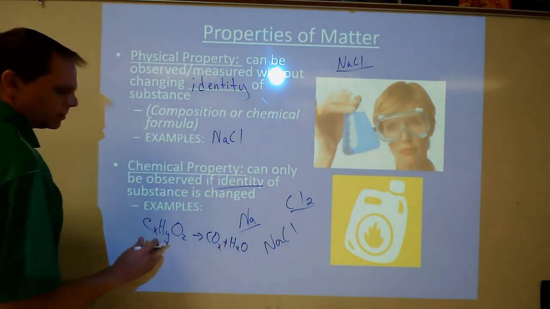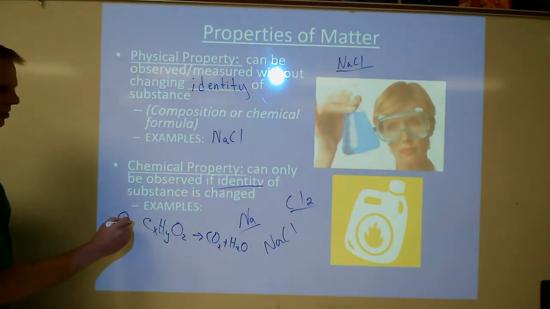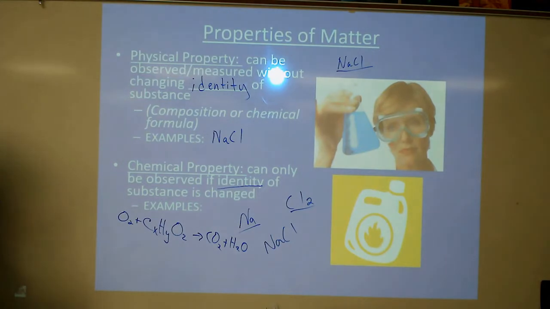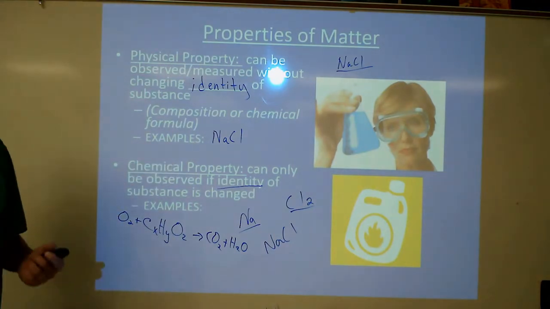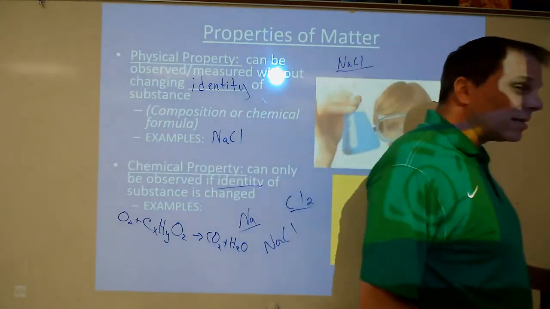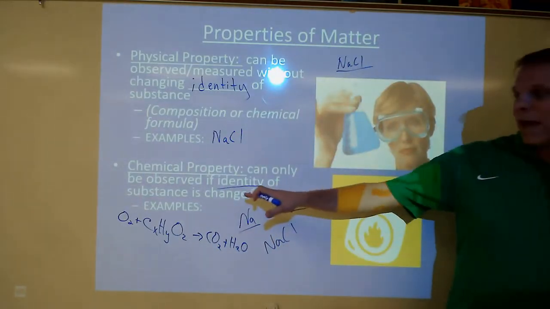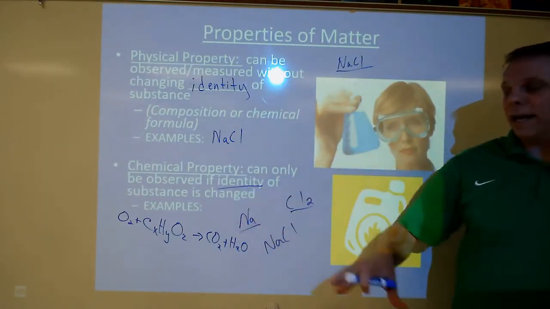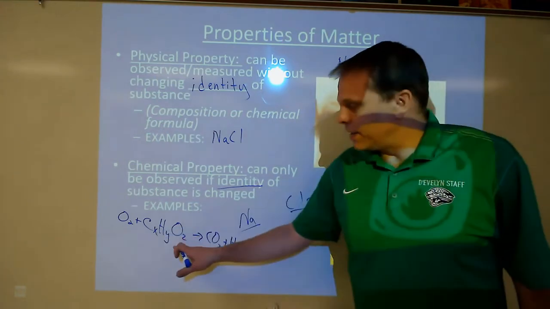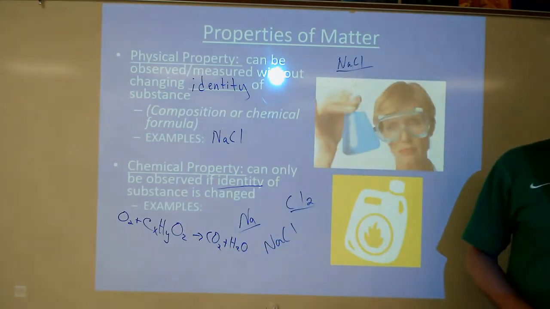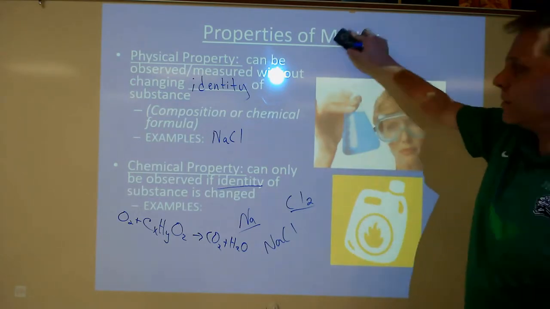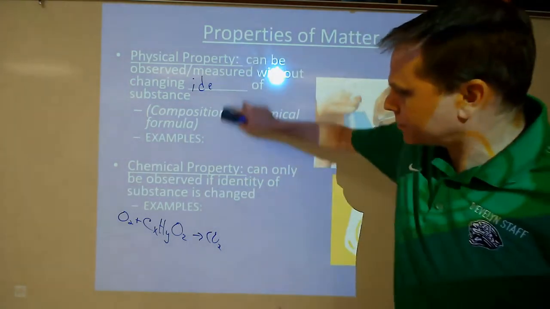So it's a hydrocarbon burning in the presence of oxygen, and that's going to give you something new, and that chemical property is flammability, okay? So you can have some chemical properties, but the only way you can tell if it is a chemical property is if it has actually changed its identity. In this case, these two changed identity to salt, and this one changed its identity into carbon dioxide and water, okay? So chemical properties versus physical properties.